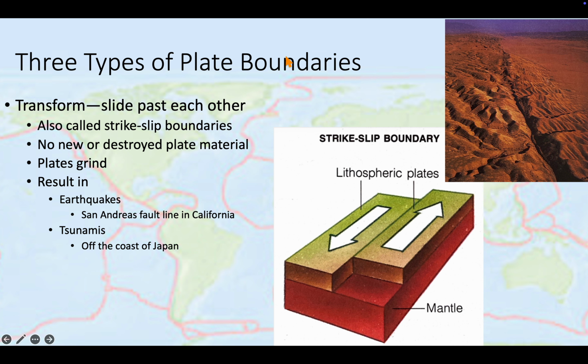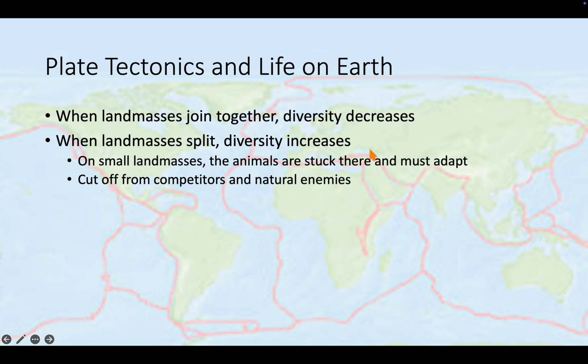Okay, transform is the last one, and that is when our plates slide past each other in different directions. They can be called strike-slip boundaries. I typically just talk about transform, but if you hear the term strike-slip, I want you to be aware of what it's talking about. We do not get new or destroyed plate material with these. It's just the plates grind. It's kind of like rubbing your hands against each other. They grind, and then it results in earthquakes and tsunamis if it's underwater. Earthquakes, San Andreas Fault Line in California is an example, and tsunamis off the coast of Japan. Japan often gets tsunamis that hit, but they form out in the ocean off of the coast of Japan.